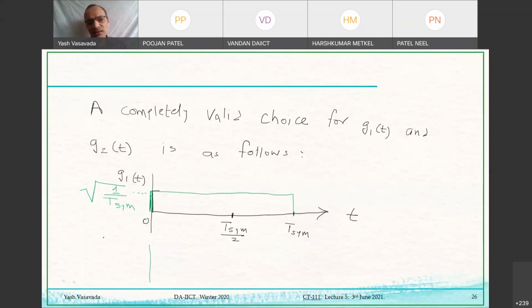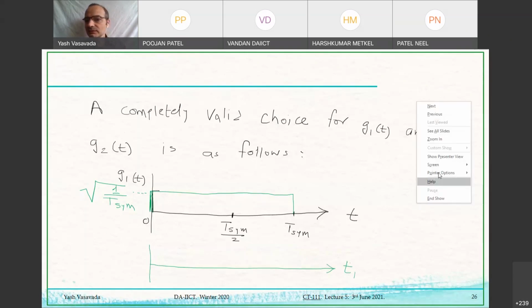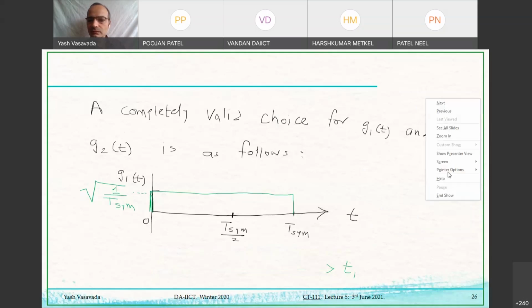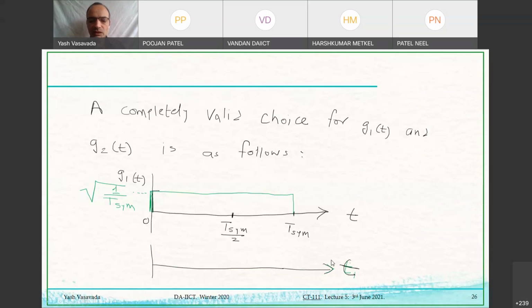You can make it the x or y axis, it doesn't matter. But now the other function that we will have to use, which is again a function of time. Sorry, I need to make this black. As a function of time, the other function g2 of t, I will make it like this. So it will start with some constant amplitude. It will go up to T_sym by 2. And then at that point, I will make it exactly negative of what it was. And then at T_sym, I will end it.